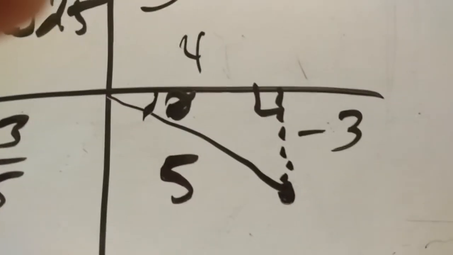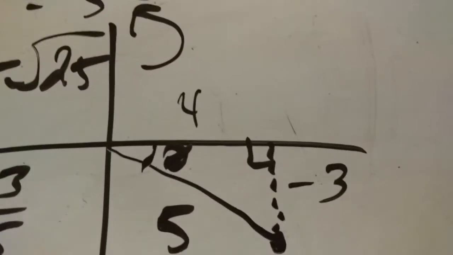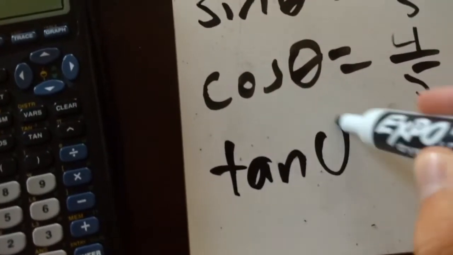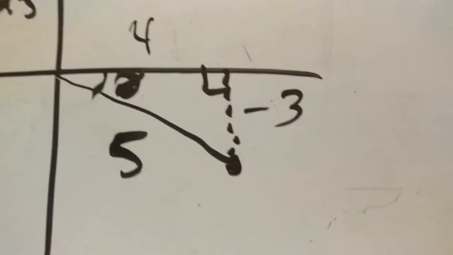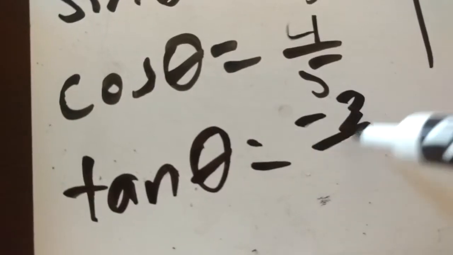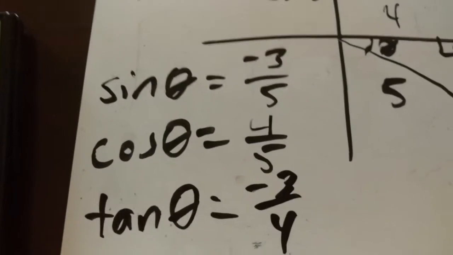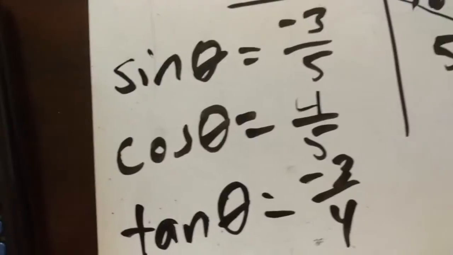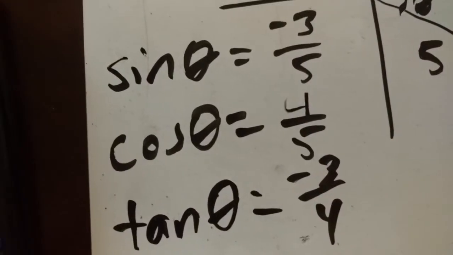Cosine is going to be the same general idea, except it's going to be 4 over 5, because it's got to be adjacent over 5. So 4 over 5. And then the last one, of course, tan theta is going to be opposite over adjacent. So opposite over adjacent, -3 over 4. Nice thing about this is it aligns with the CAST rule, C-A-S-T. Only cosine should be positive down here, and if you look at our answer, well, only cosine's positive.